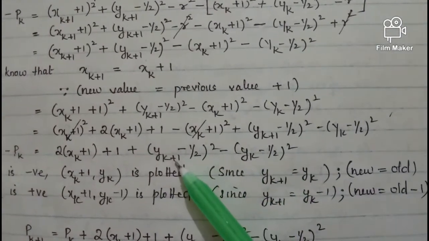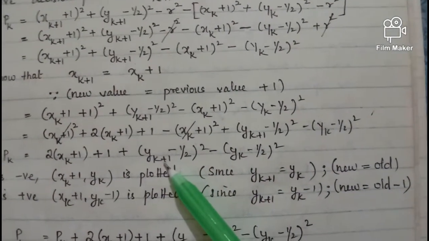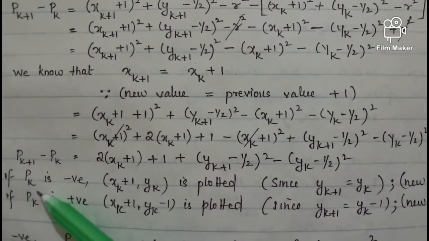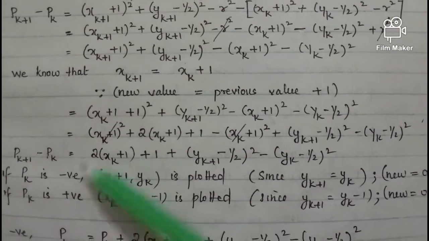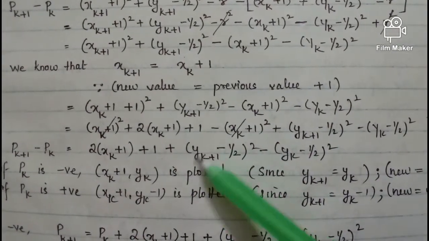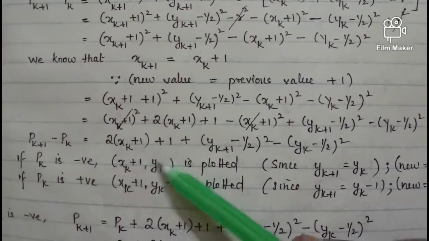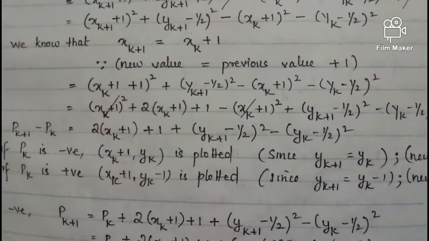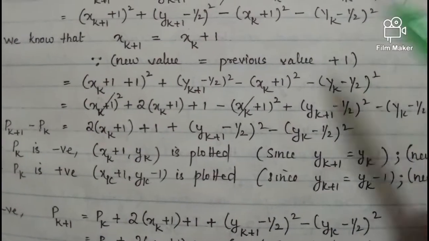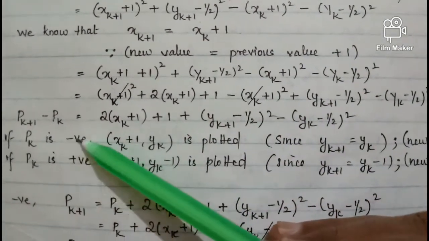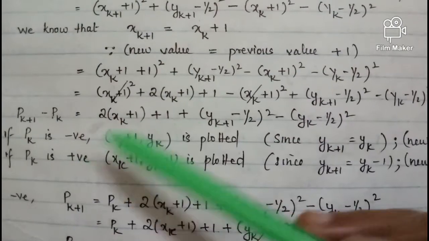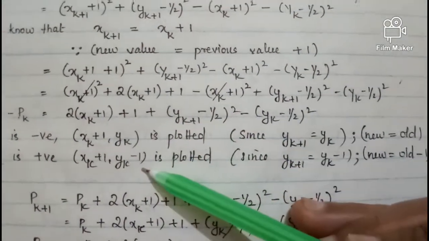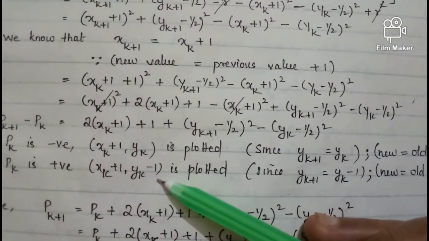Now I am going to solve the value of yk plus 1, that is next value of y. We know that when pk is negative, we will be plotting next value of y as yk. And when pk is positive, next value of y will be yk minus 1. So in this way, this confusion will be solved. So depending on the sign of pk, either yk will be plotted or yk minus 1 will be plotted.